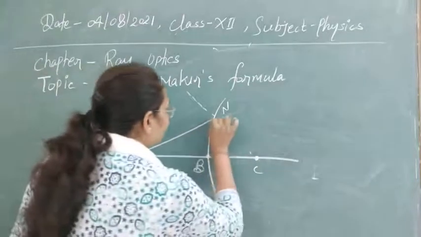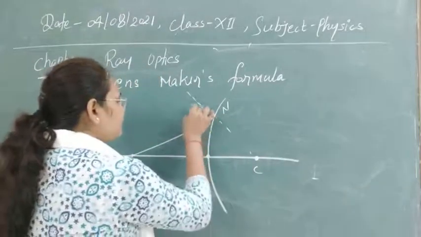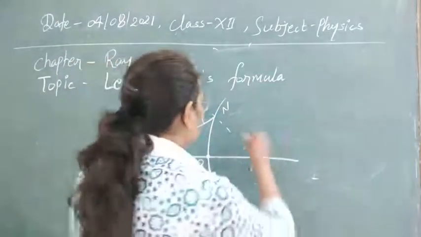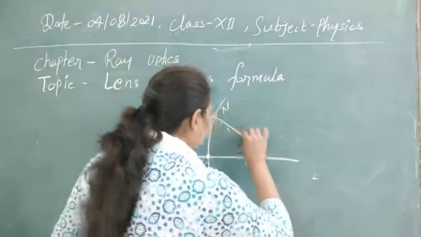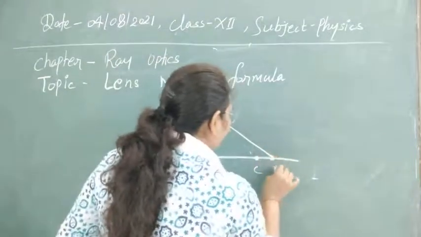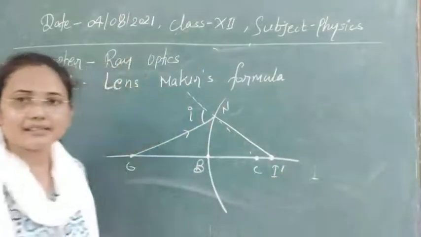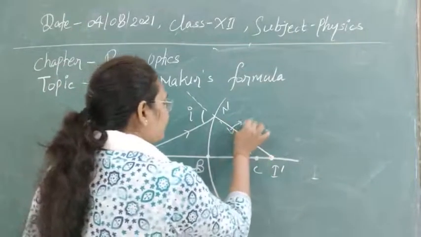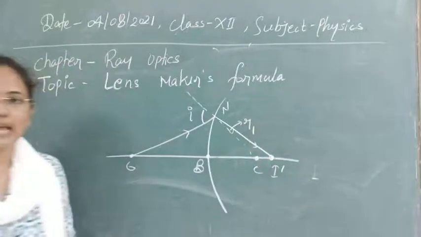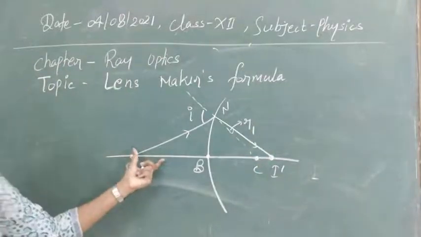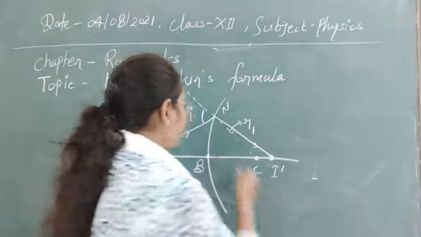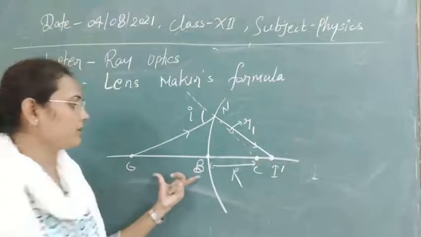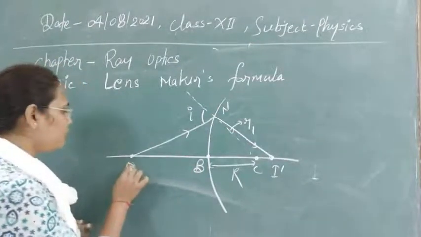Now light will go and fall on this, and here the angle of incidence will be formed. After this angle of incidence, the light will undergo refraction, and after refraction an image will form here. That image we are going to take as I dash. So I dash is formed here, and the angle between these two is taken as R1, suppose. This is the angle of refraction. For the first refracting surface, I think this is now clear. This distance is the radius of curvature, and this distance OB is obviously the object distance.